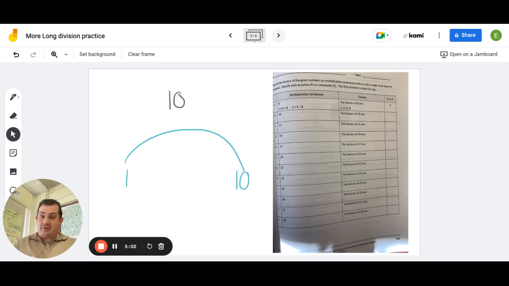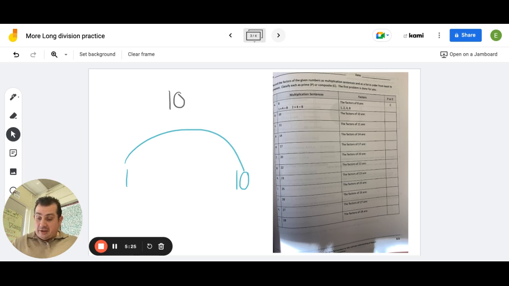Right? That is our factor pair. That is the multiplication sentence. Now, what am I going to try next? Here's my big hint: if it's an even number, which 10 is, what can you do to every single even number? You can divide it by 2. So you know 2 is going to be a factor.